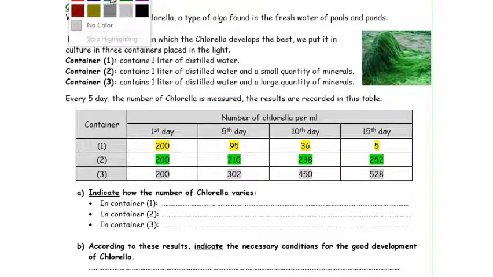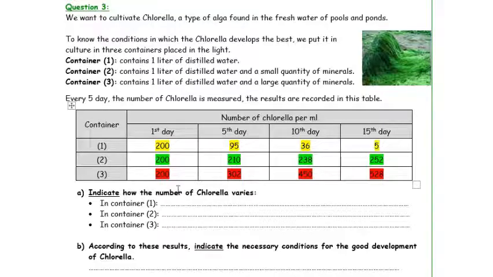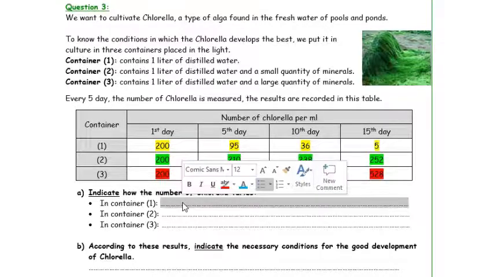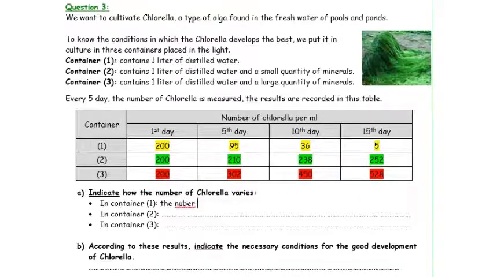Third one. At day 1, we had 200 chlorella. Day 5, 302. Day 10, 450. Day 15, 528. In container number 1, we were losing chlorella. This means that the number of chlorella was decreasing, right? We were losing the chlorellas.